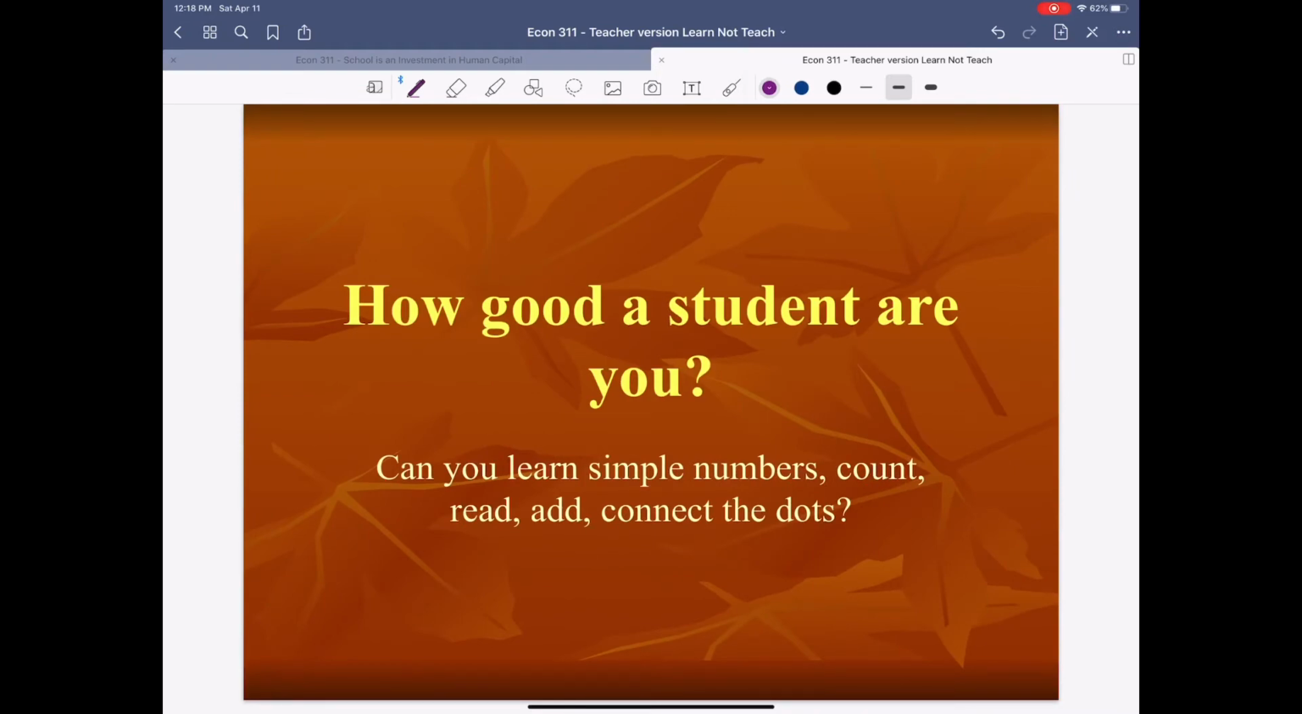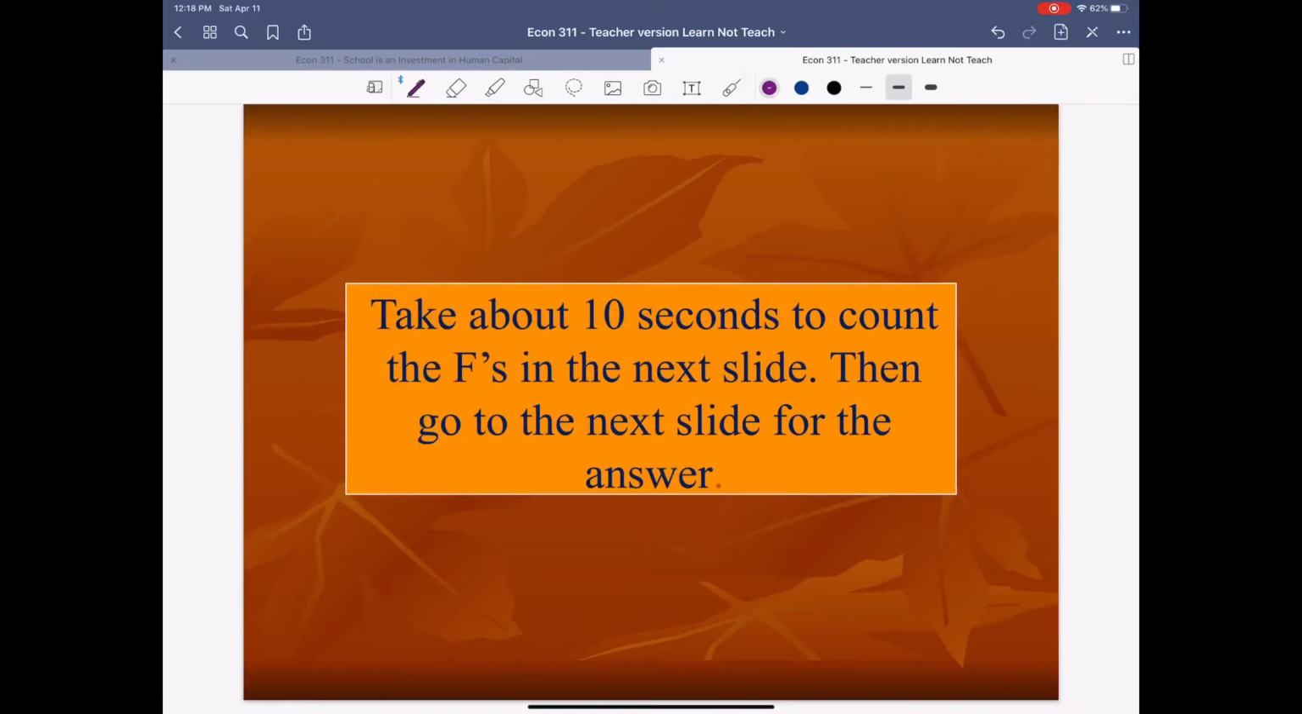So let's practice this a little bit on you. How good a student are you? I want you to try this just for fun to see how it works. I'm going to ask you a few questions to see if you can learn simple numbers, count, read, add, and connect the dots. So here we go. In the next slide, I'm going to give you about 10 seconds with it. I want you to count the F's, and then we'll continue on for the answer.